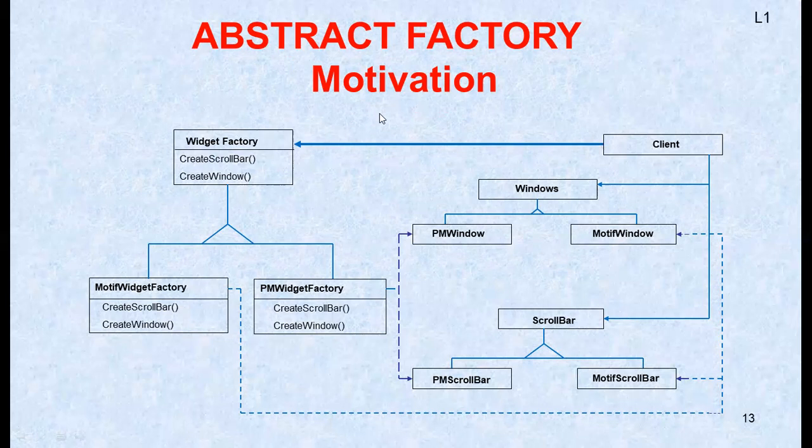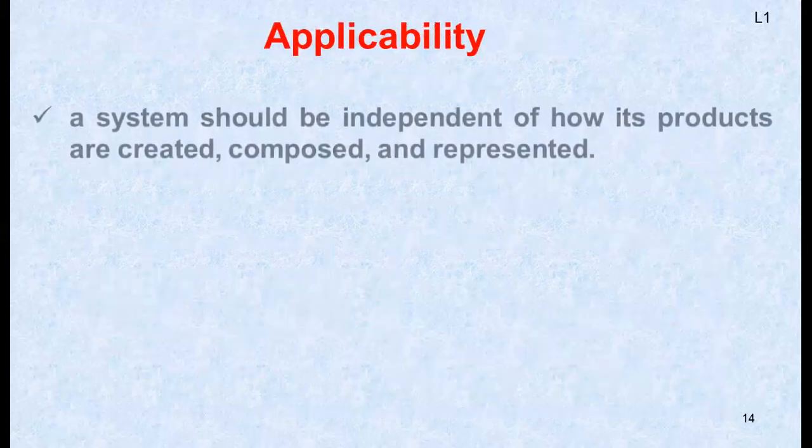So in other words, the clients only have to commit to an interface defined by the abstract classes, not a particular concrete class. A widget factory also enforces the dependencies between the concrete widget classes. So a Motif scroll bar should be used with the Motif button and a Motif text editor, and that constraint is enforced automatically as a consequence of using the Motif widget factory. Now, let us see the applicability.